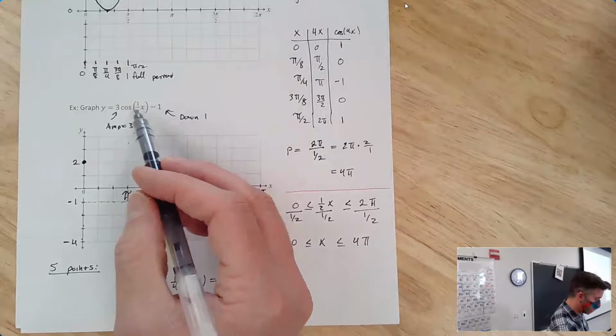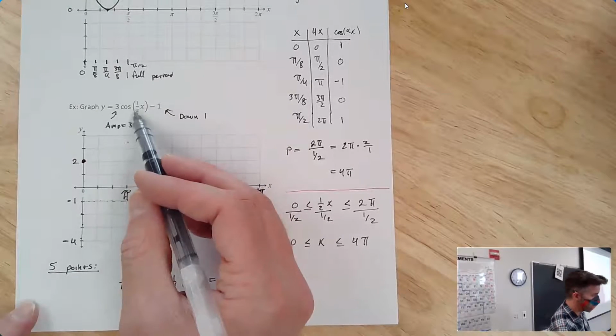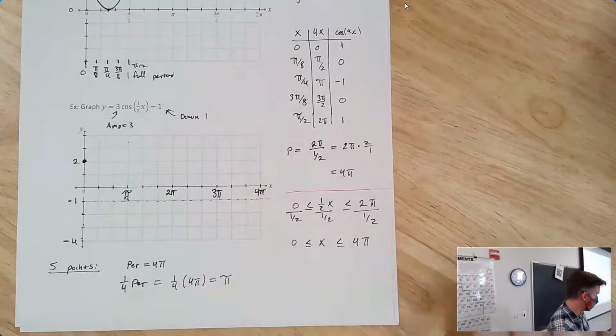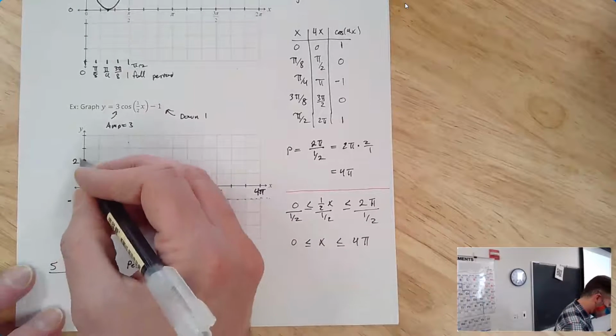And we can check if you want, right? If I plug in 0 for x, cosine of 0 is 1. 3 times 1 is 3. 3 minus 1 is 2. Oh, yeah, I get 2. And then cosine goes to the middle.